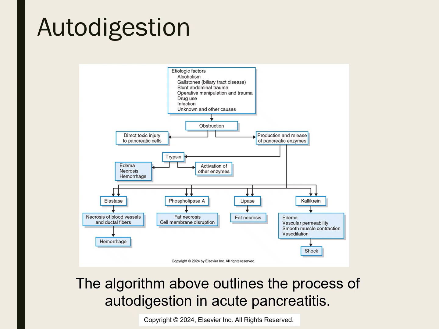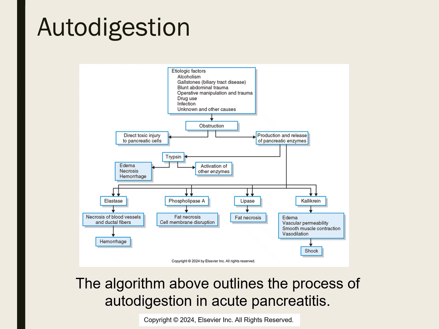This table is going to show you the process of autodigestion in acute pancreatitis. And I understand this kind of looks confusing, so let's just start at the top. You look at your etiologic factors. These are like your risk factors. What is our cause here? So this one will go with alcoholism. So alcoholism is going to cause an obstruction.